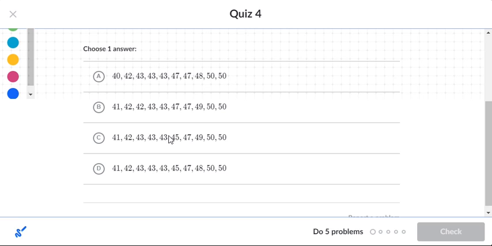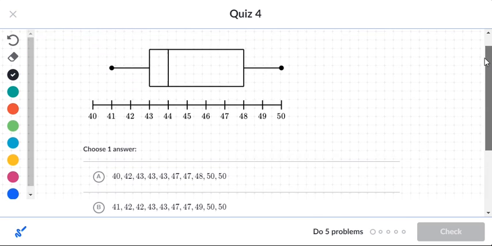Now right here, I believe it's going to be here in the middle. So 1, 2, 3, 4, 5. Between 43 and 45 is 44. And I believe this is the same thing. 1, 2, 3, 4, 5. So again, these both have a median of 45.